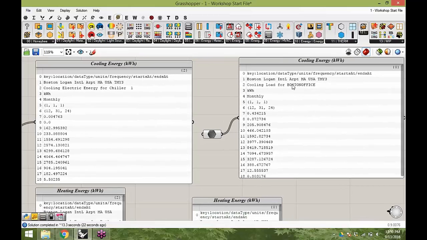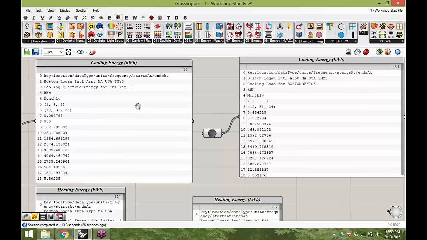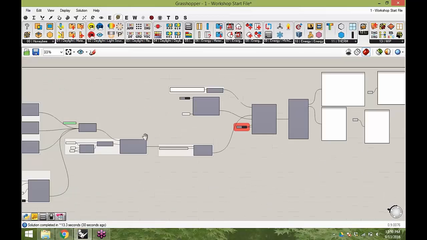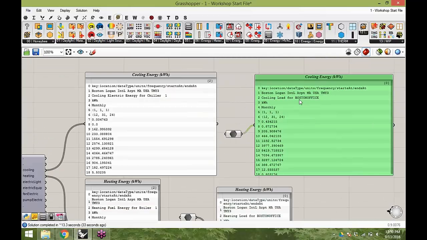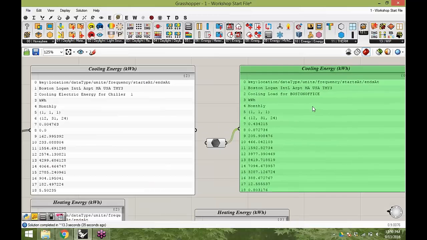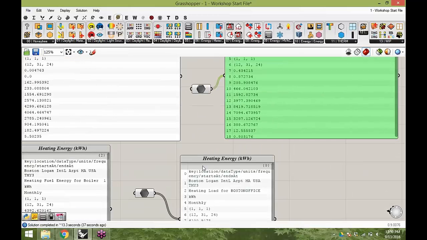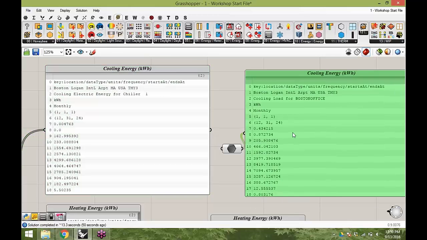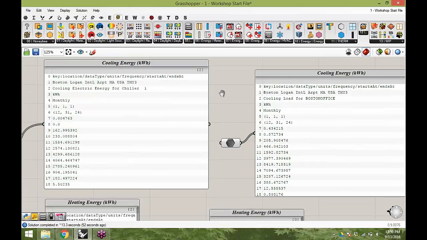The first thing you'll notice is that this is the name of our zone. If you remember from all the way back, where we named our zone, we called it Boston office. So it's on a zone by zone basis that you're getting this cooling energy and the heating energy too. Whereas when you're modeling the full HVAC system, there could be multiple chillers in your model, but in this case there's only one, and we're getting cooling electric energy for that chiller coming out of this component, as opposed to just the heat added or removed from the zone.